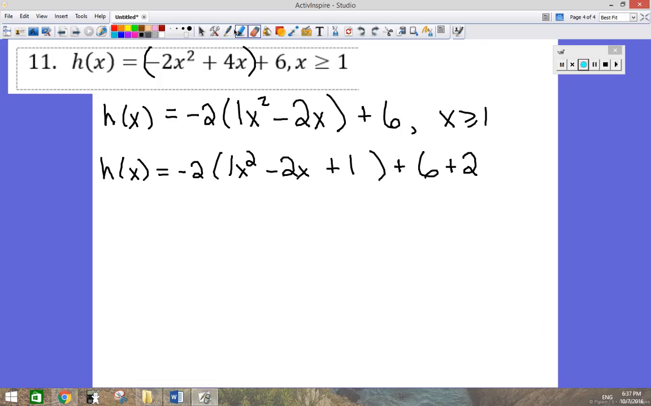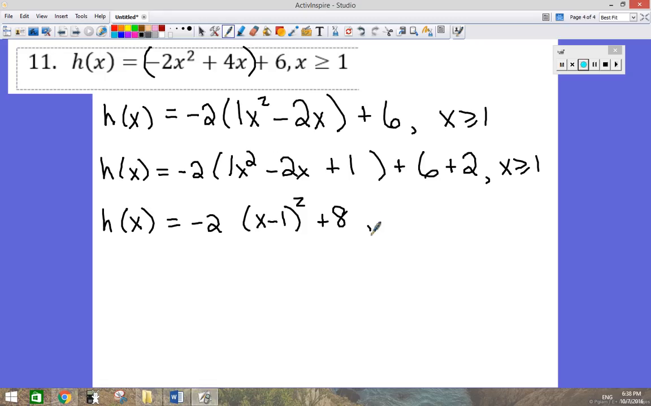Now remember that I get lazy and I don't continue to write x greater than or equal to 1, but that's coming along with each equation. So now I'm ready to write this in vertex form. This trinomial, we added just the right amount. Half of that was negative 1, remember, so this is (x - 1) squared. And the 6 plus 2 is 8. And this is x greater than or equal to 1.